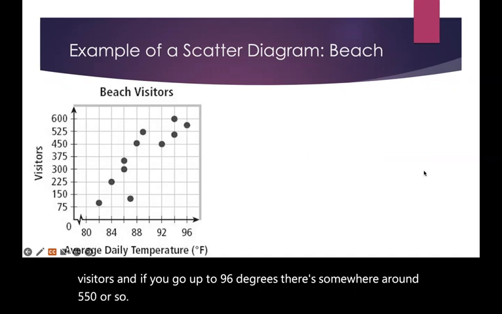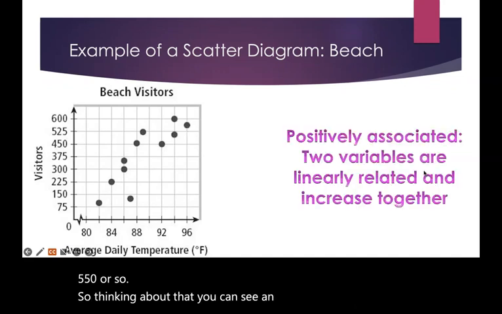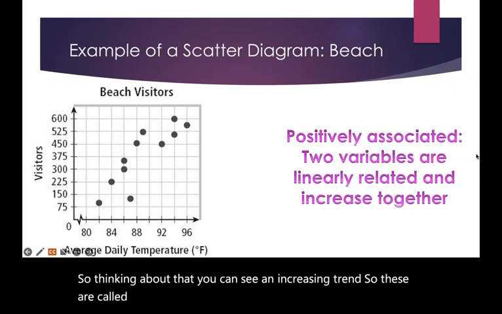Thinking about that, you can see an increasing trend. These are called positively associated variables when they increase together. So as one goes up, so does the other.